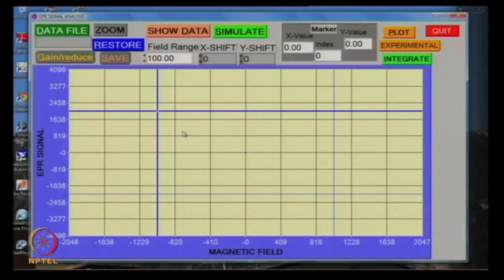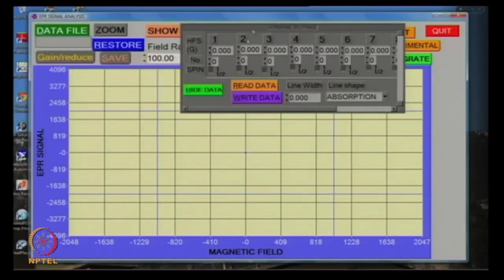So to show how this works, one could initially calculate a spectrum by giving some known hyperfine coupling constant. Let us say one coupling constant is 1.2 Gauss. I can enter those values here. One can enter various coupling constants and the nuclear spin, half. This could be spin of 1 or half, a number of such nuclei, and the coupling constant. Let us give the value of, let us say, 1.2 Gauss, and I have a splitting of nucleus of spin half and number of such nuclei is only 1.